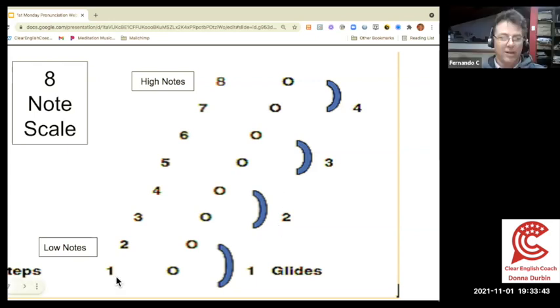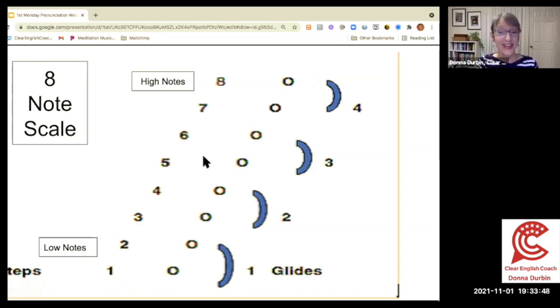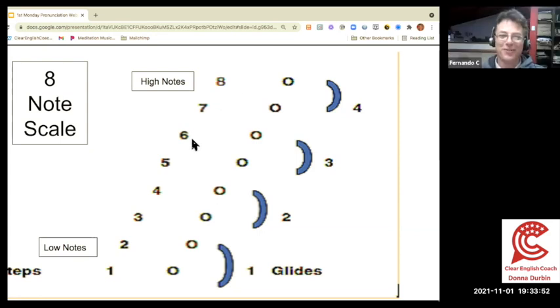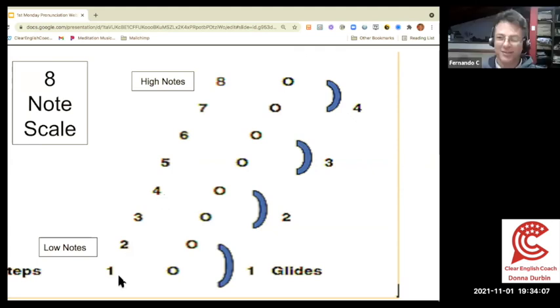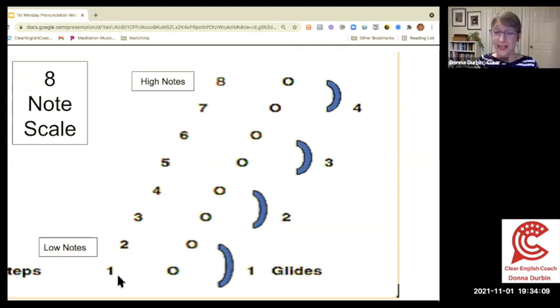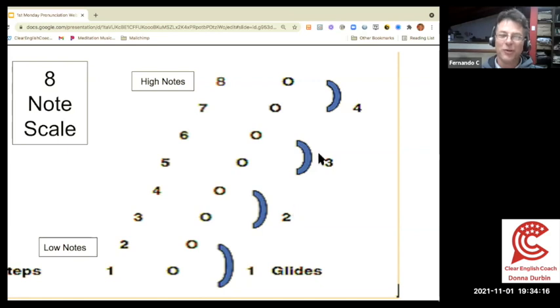Fernando. 1, 2, 3, 4, 5, 6, 7, 8. Hard time up here. I am a horrible singer. Okay, let me try again. 1, 2, 3, 4, 5, 6, 7, 8. 8, 7, 6, 5, 4, 3, 2, 1. It is hard counting backwards in another language, isn't it? Try the glides. 1, 2, 3, 4.